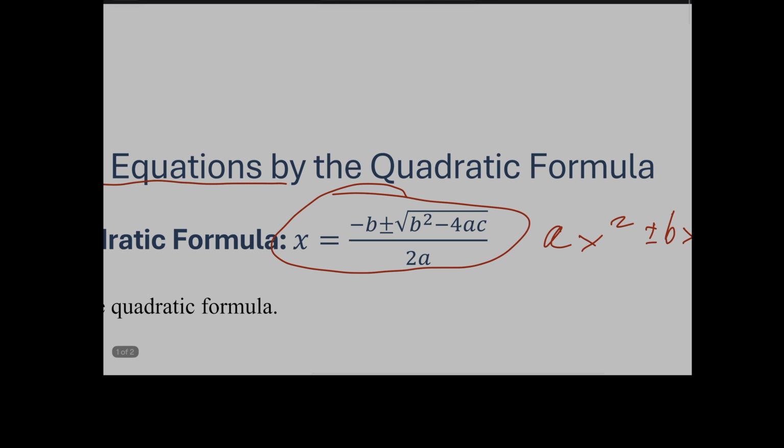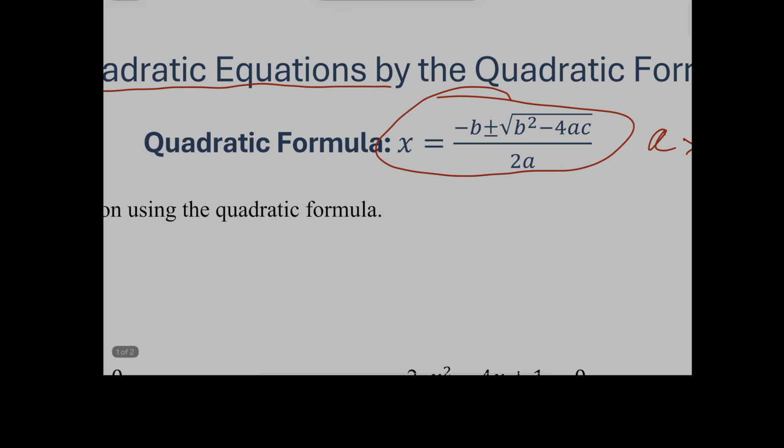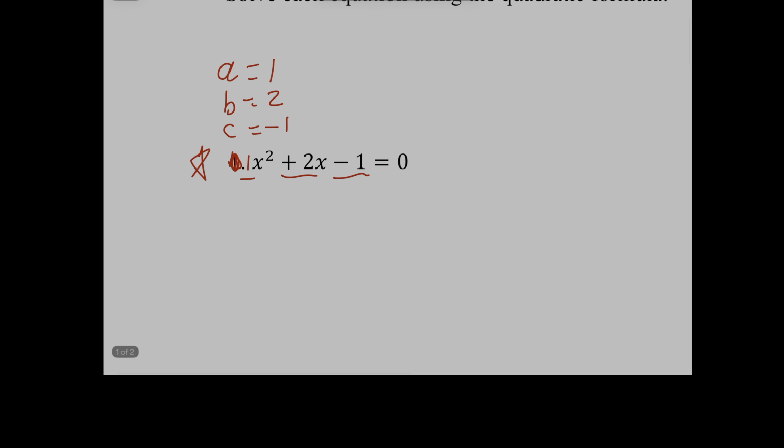Now we're going to use this formula right here. Opposite of b means change the sign of b. So that's going to be negative 2 plus or minus the square root of b squared, so that's 2 squared. Usually you would put this in parentheses. If it's positive it doesn't matter, but if it's negative, it goes in parentheses. Then b squared minus 4, it's always 4, times a times c. a is 1, c is negative 1, all over 2a, so 2 times 1.